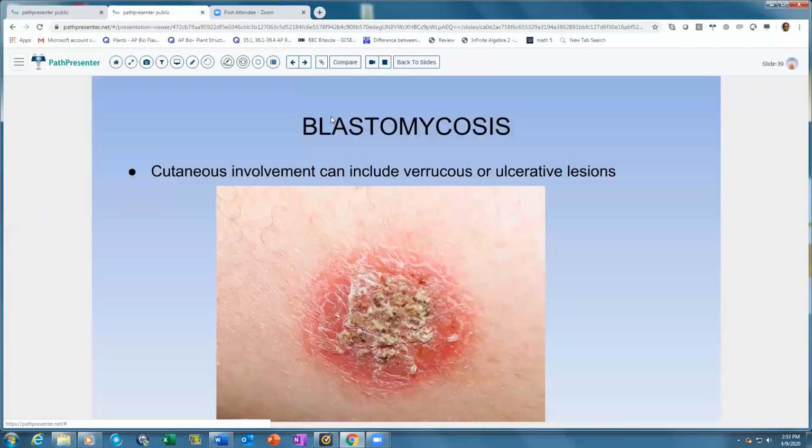In the same category, we have Blastomycosis, which is again a non-pigmented yeast form. These usually present with cutaneous involvement that are verrucous or ulcerative lesions. Blastomycosis is more common in the Midwestern and Southeast part of the USA and around the Mississippi and the Ohio River Valley.